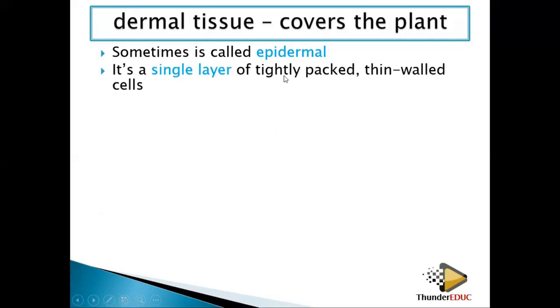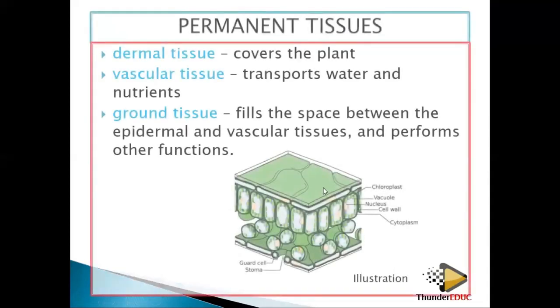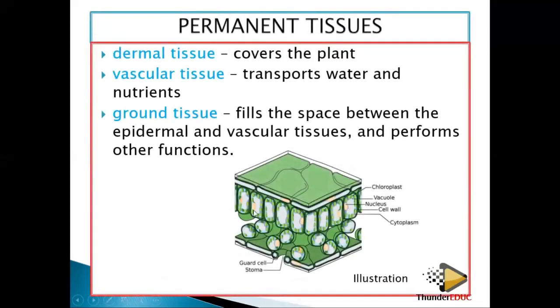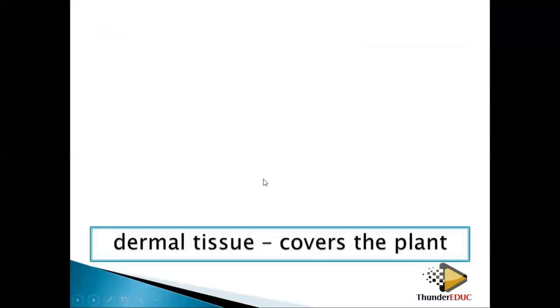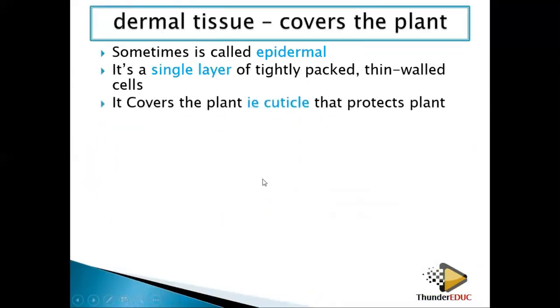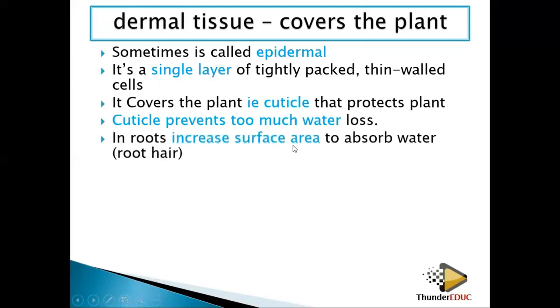A single layer of tightly packed, thin-walled cells. If you look at it, it's tightly packed, and it's one layer thick. It covers the plant, for example, the cuticle, which protects the plant, and the cuticle prevents too much water from being lost. So an example, you can look at the cuticle, very important in protecting the plant. In the roots, it increases the surface to absorb water.